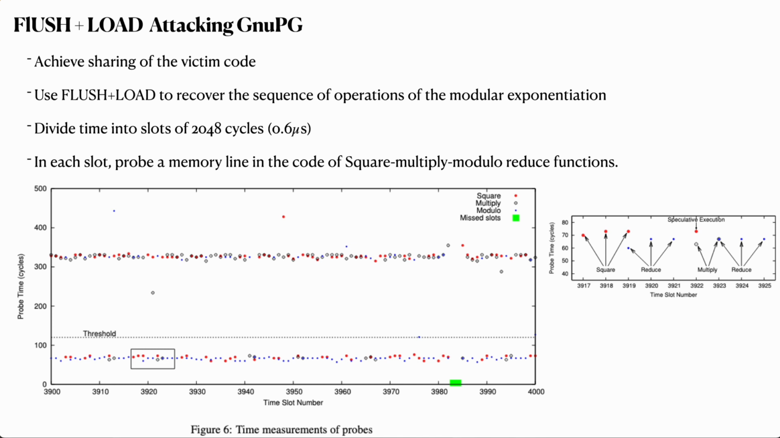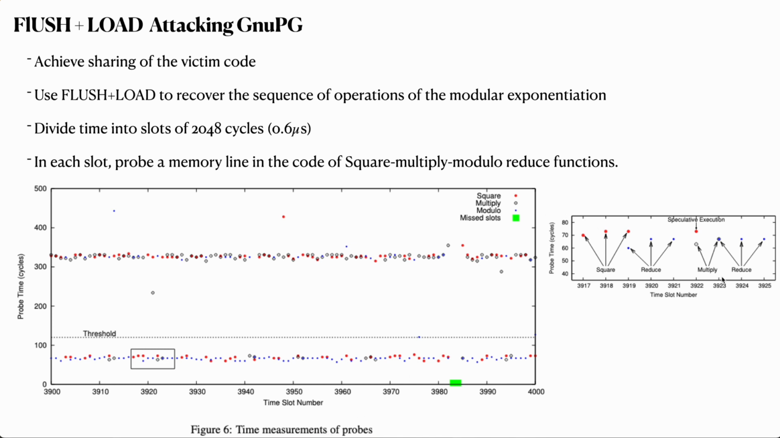The approach is to trace the execution time of the victim process. The figure below shows the measurement times of 100 time slots of GnuPG signing with a 2048-bit key. In each time slot, the spy flushes and then measures the time to read the memory lines in the square, multiply, reduce functions. Measurements under the threshold indicate that the victim accessed the respective memory lines.